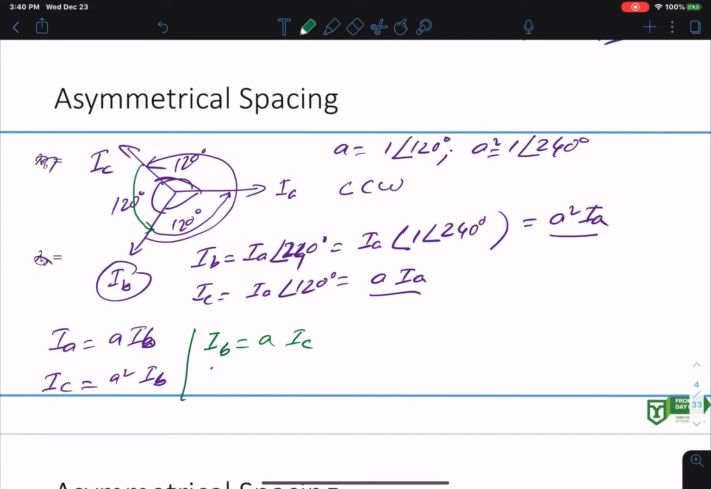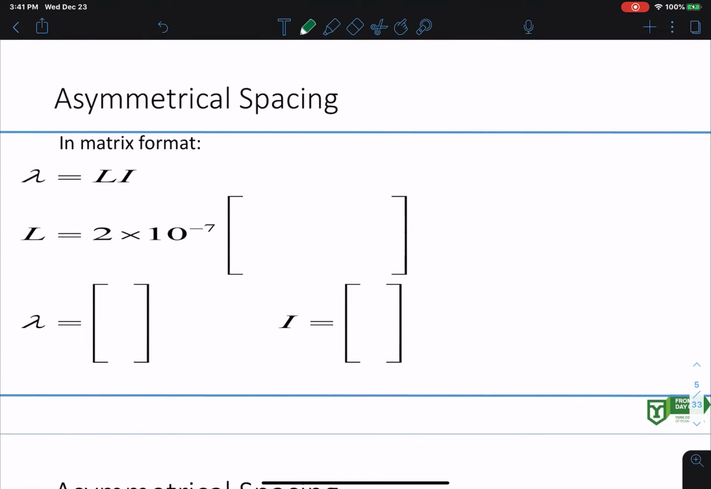Then your IA would be A squared IC. So you can see how it works, right? With this factor over here, I can take everything and express it in terms of one current. So that's what is right here. I'm going to use this factor in the equation we developed to find the inductance. We can do this later in the class.